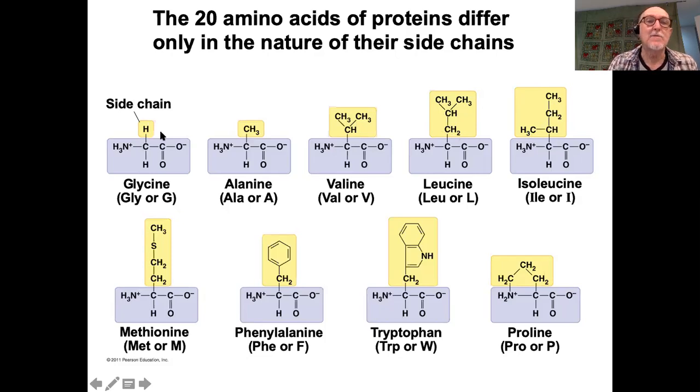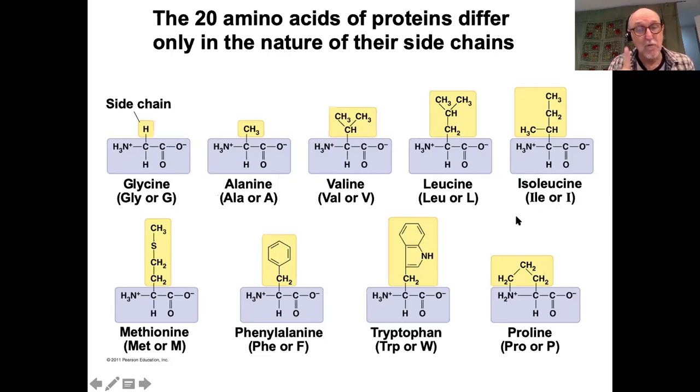Whereas this one here is highly soluble. So you don't need to remember these side groups. This is just to point out to you how very, very different each amino acid is from each other.